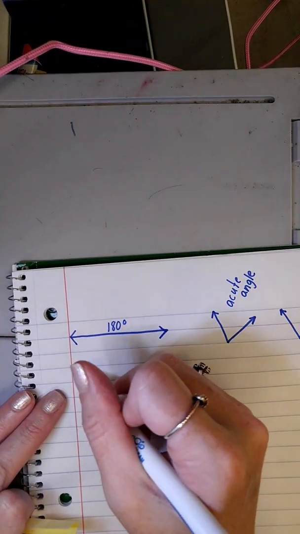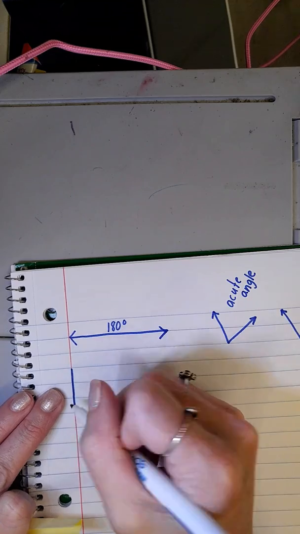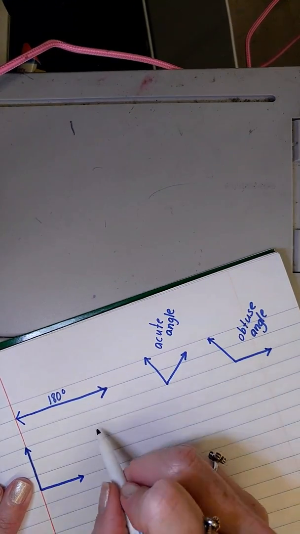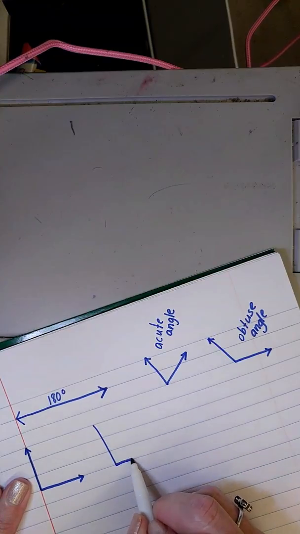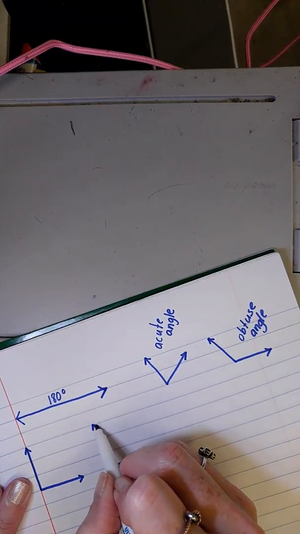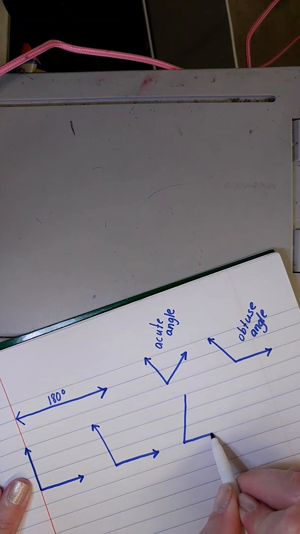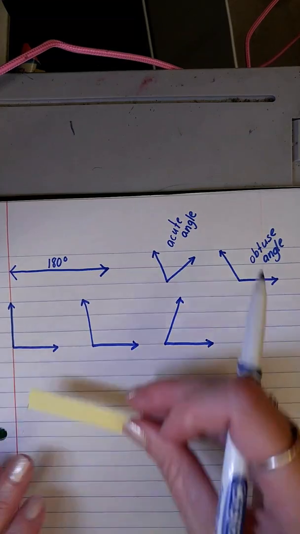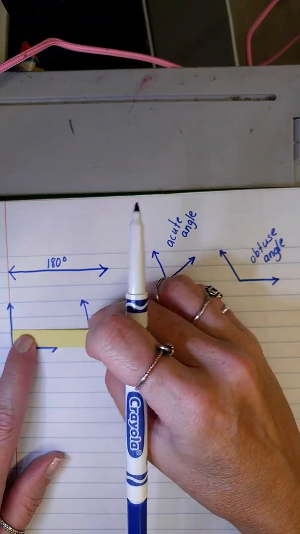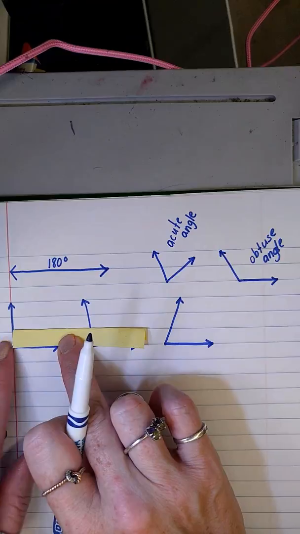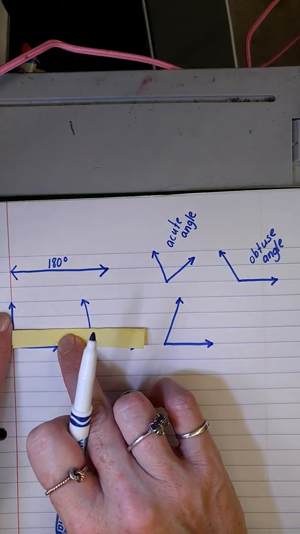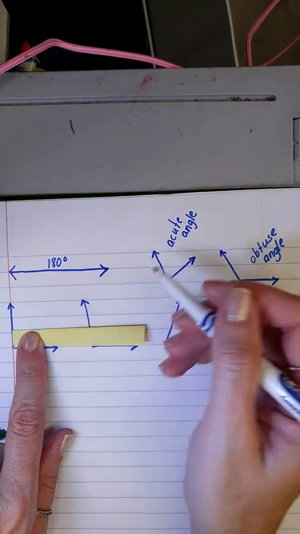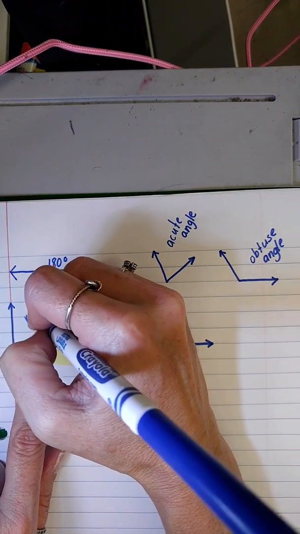So I'm going to draw a couple more of these angles to give you an idea, so you can see and the kids can practice how this works. So here I have three angles. If I place my paper at the vertex and run it along this line, you can see that the other ray is on the outside. It is completely aligned with the edge of my paper. That makes this a right angle.